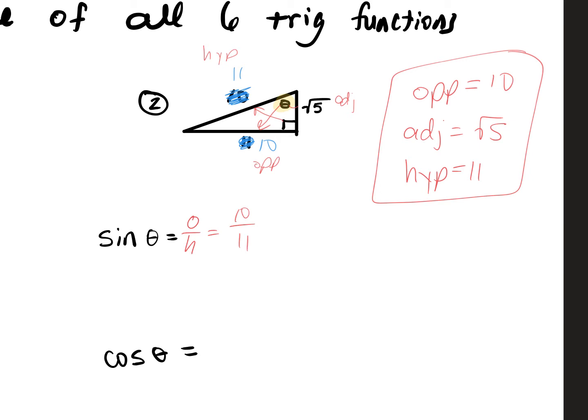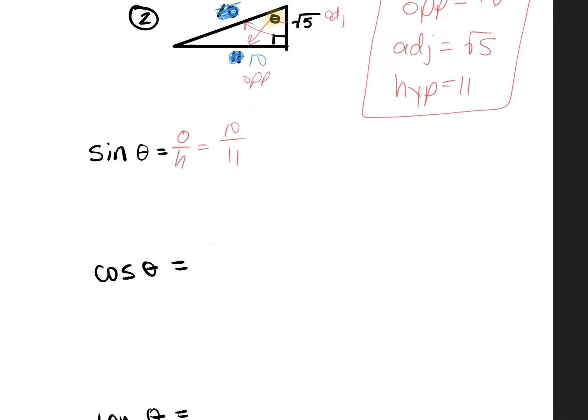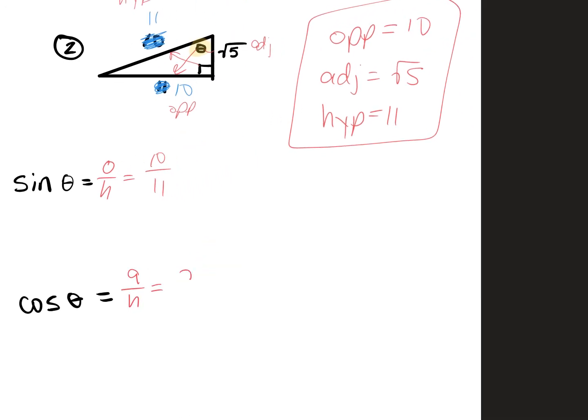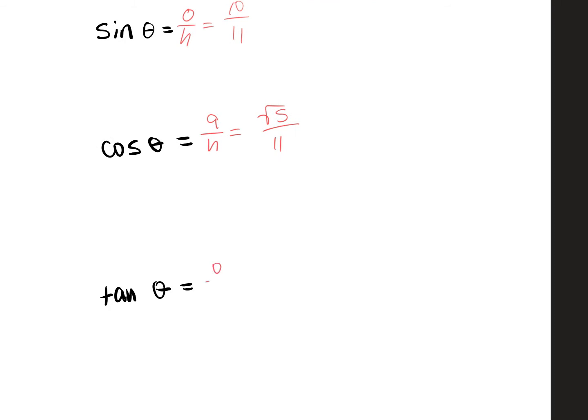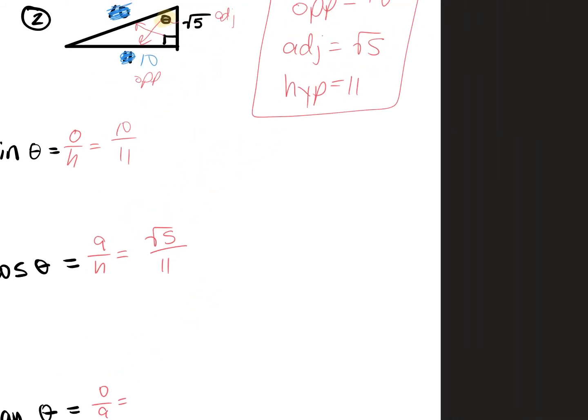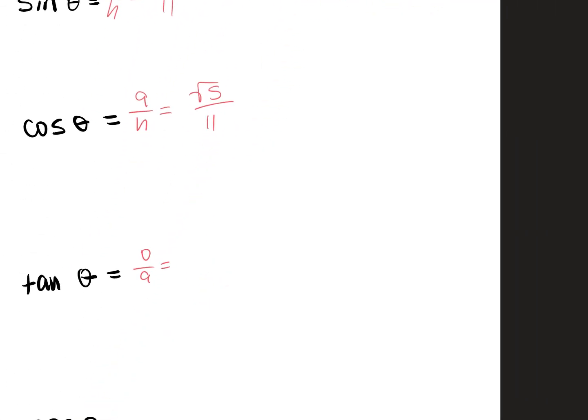Are we good? Okay. Cosine, adjacent over hypotenuse. What's the adjacent? Square root of 5 over 11. We good? Okay, cool. Tangent is opposite over adjacent. What's the opposite side? 10 over the adjacent is the square root of 5. Are we good? No. What's the problem?